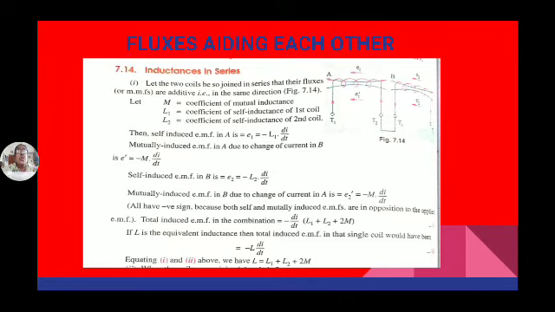So I am equating these two equations. Minus L di by dt equals minus di by dt into L1 plus L2 plus 2M. See, this minus di by dt cancels on both sides. So the inductance L equals L1 plus L2 plus 2M. So the total inductance when two inductances are connected in series with fluxes aiding each other is equal to L1 plus L2 plus 2M.